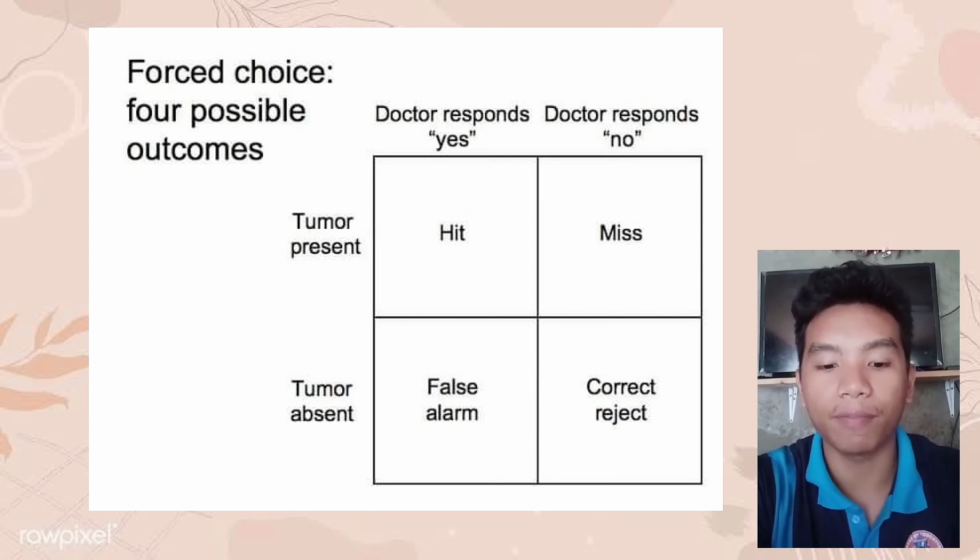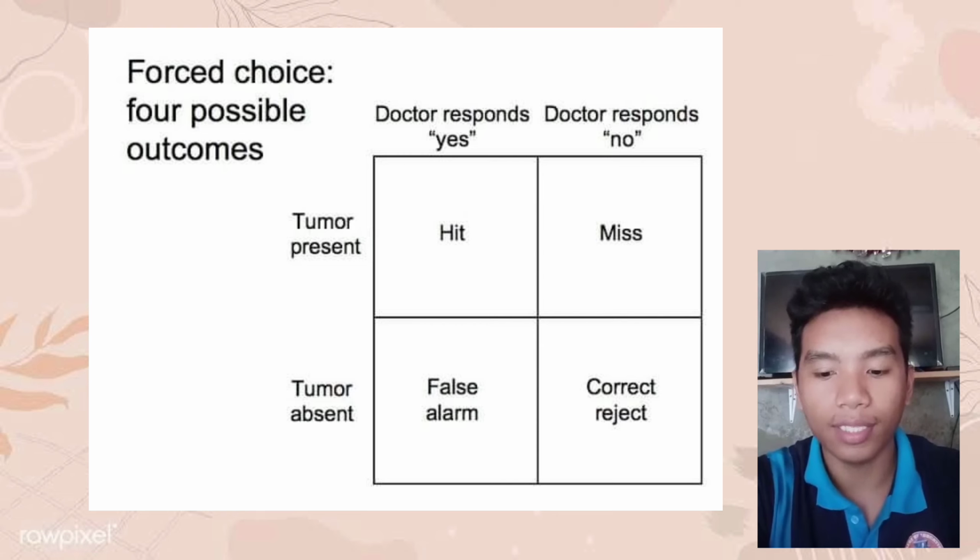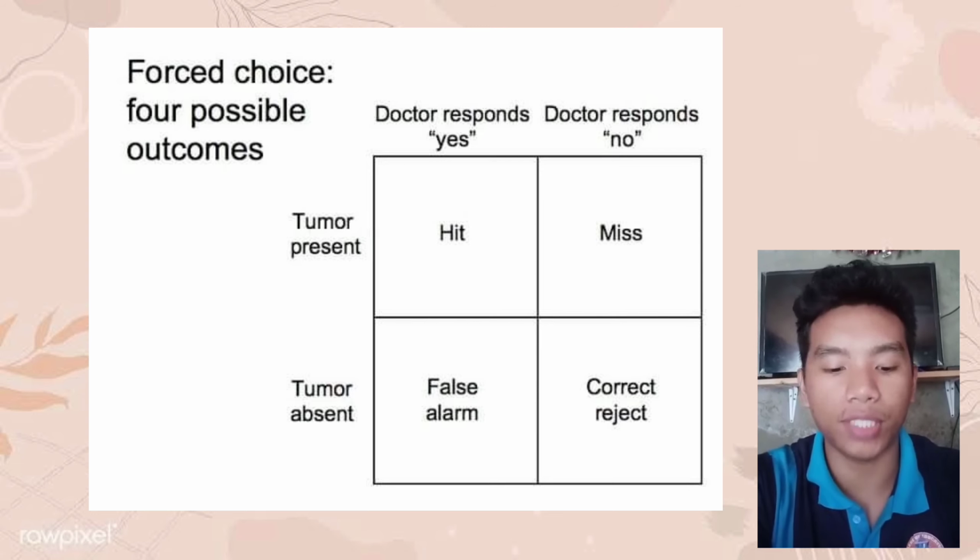First is the hit, the tumor present and the doctor says yes. Second is the miss, the tumor present and the doctor says no. The third one is the false alarm, the tumor absent and the doctor says yes. And the correct rejection, the tumor absent and the doctor says no. Hits and correct rejections are good. False alarms and misses are bad.